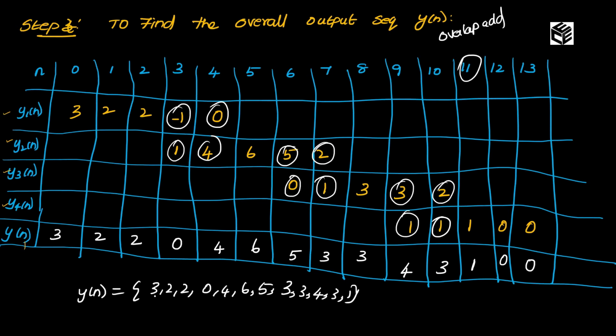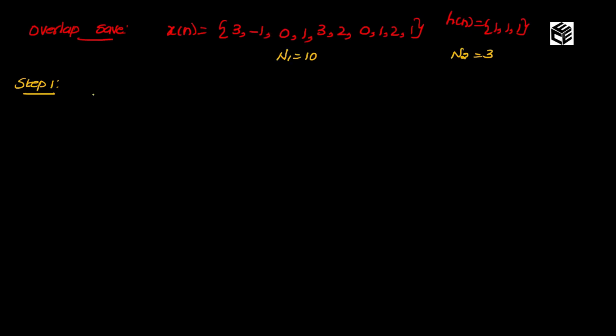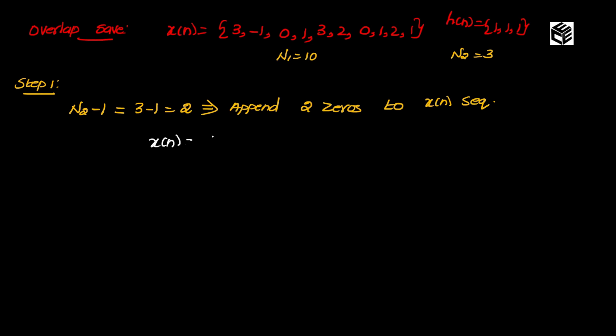Now let me tell you how to perform the overlap save method. Overlap save method has an important step, that is we need to append n2 minus 1 zeros to the x of n sequence. Correct? So we need to find what n2 minus 1 is first. n2 minus 1 is 3 minus 1, which is equal to 2. So we are going to append 2 zeros to the x of n sequence.